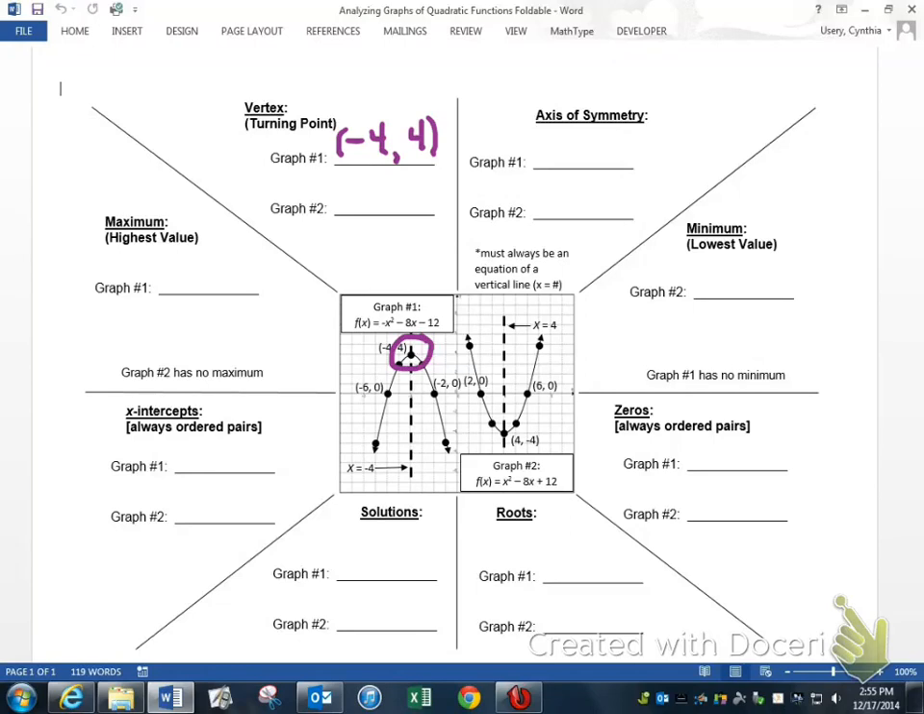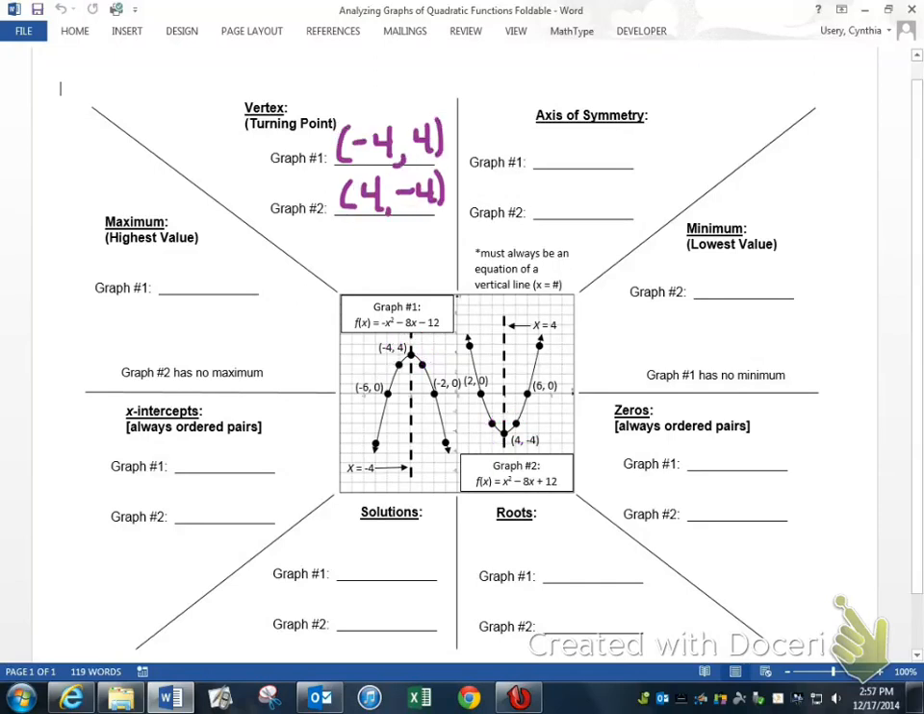And if we look on graph number 2, the vertex is down here and it is 4, negative 4. Okay, so the vertex is an important point on a graph. It's either the top or the bottom of the graph.